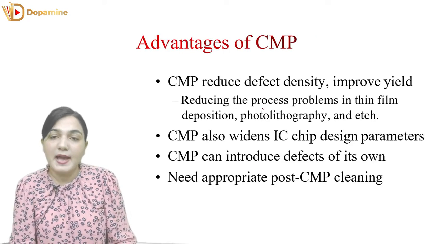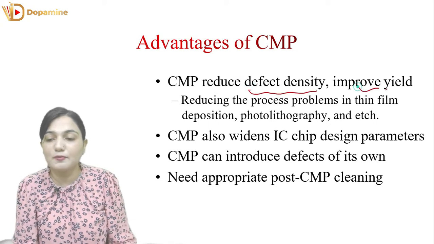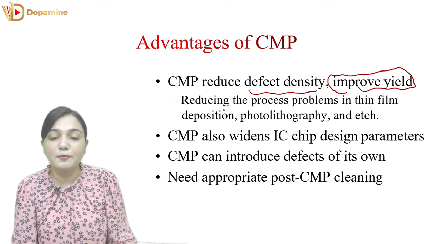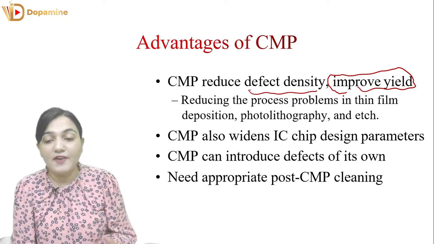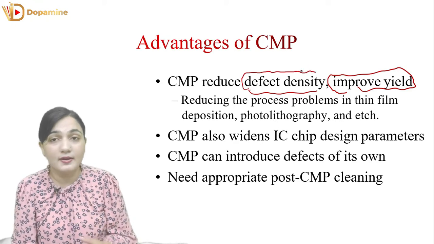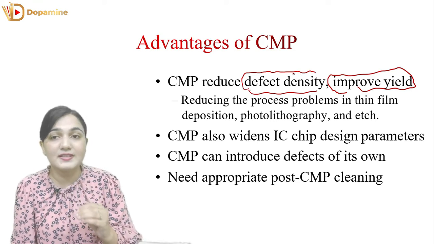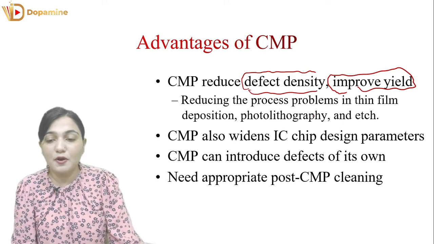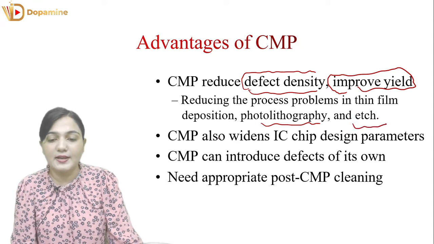Now coming back to the advantages. CMP, as we have seen, reduces the defect density and improves the yield of the process, right? So it improves the yield of the overall VLSI fabrication process also. It reduces the defect density because it reduces the over etching also. Here we are not having the photoresist exposure problems. So it is reducing the process problems in thin film deposition, photolithography, and also in etching, as I already told you.